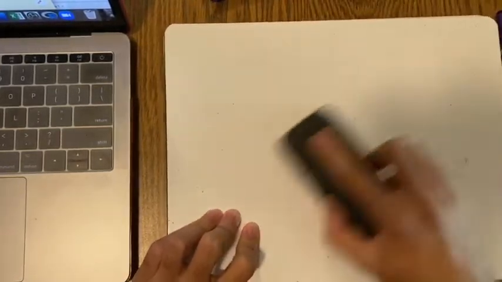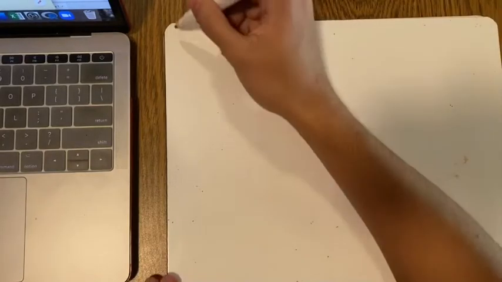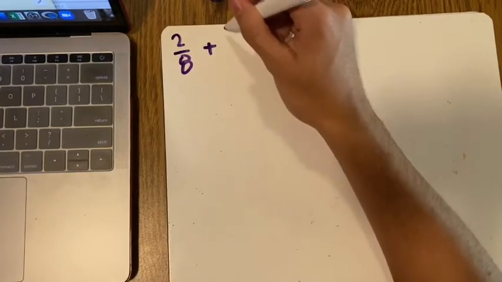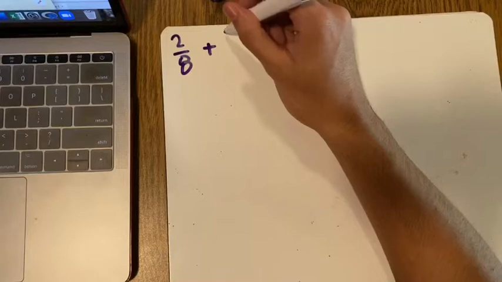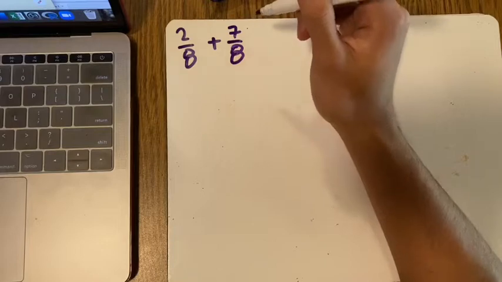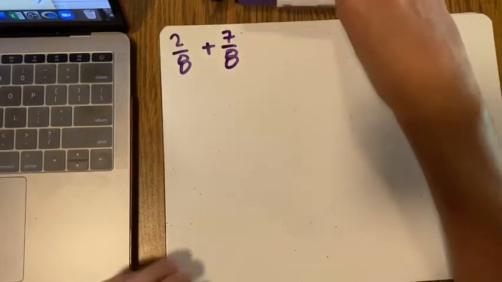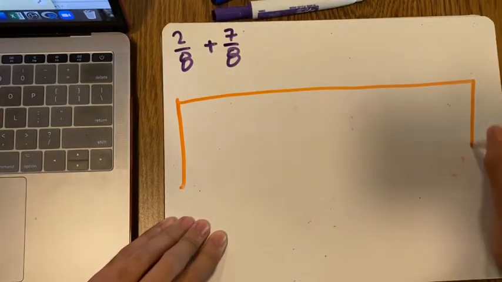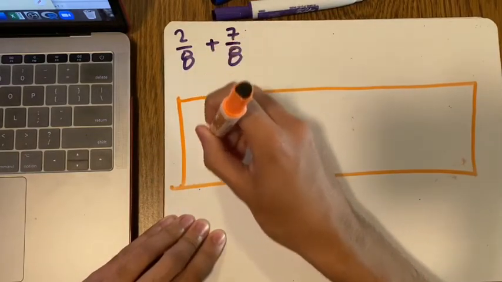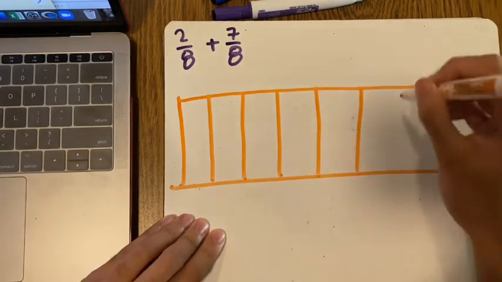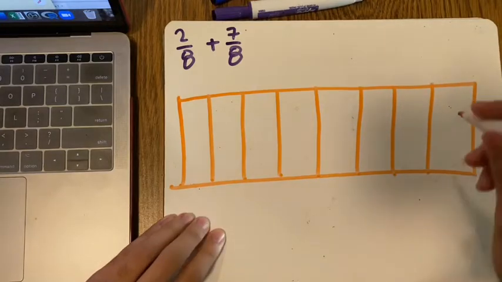Now let's go ahead and do, let's say, 2 over 8 plus 7 over 8. How are we going to do that? Well, again, let us draw our box. One, 2, 3, 4, 5, 6, 7, 8.